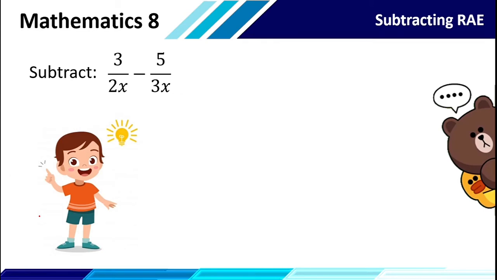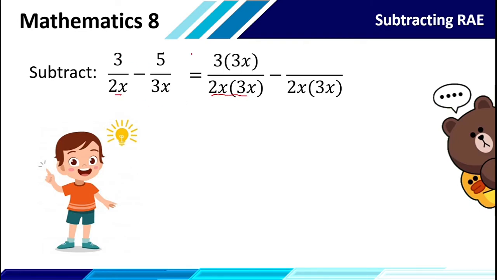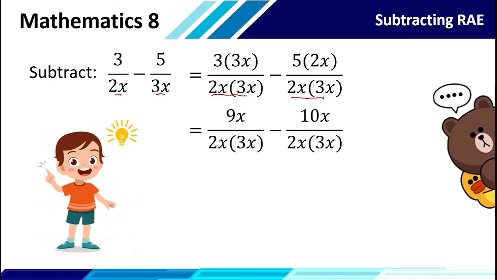To get our LCD, we just simply multiply 2x and 3x. So we will have 2x times 3x as our LCD. And to obtain our new numerators, we will divide 2x times 3x by 2x, multiplied to 3. So we will have 3 times 3x. And then on the other fraction, we have 2x times 3x divided by 3x, times 5. That is 5 times 2x. Okay? So to simplify this, just multiply your numerators. So we will have 9x minus 10x all over 2x times 3x.